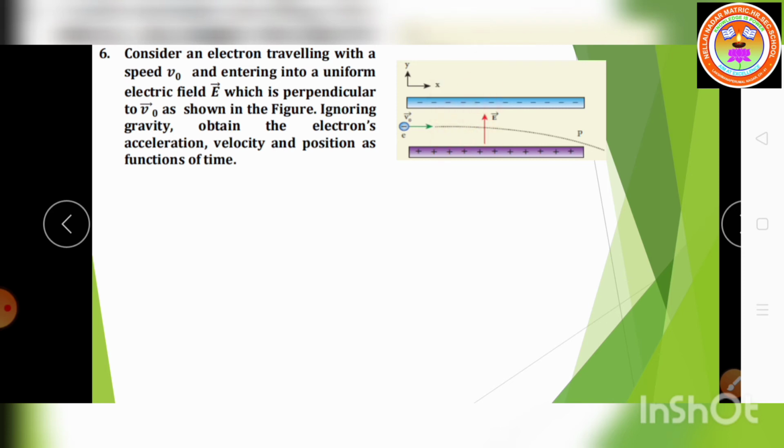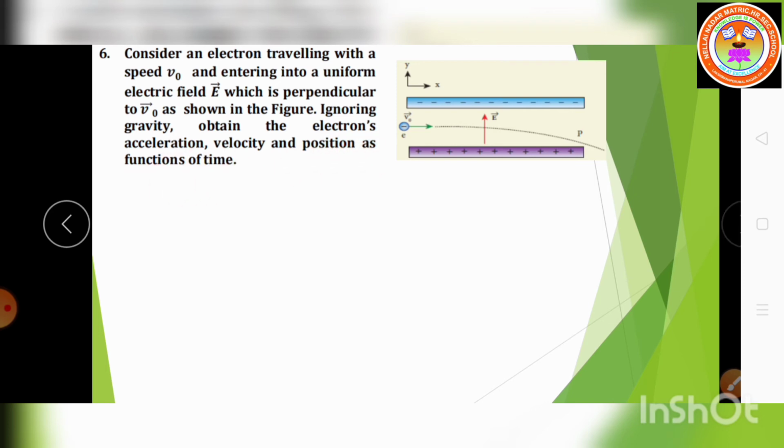For this upward field, the electron travels perpendicular with an initial velocity v0, which in vector form we write as the v0 vector. Ignoring gravity, obtain the electron's acceleration, velocity and position as functions of time. So now we are going to calculate these.